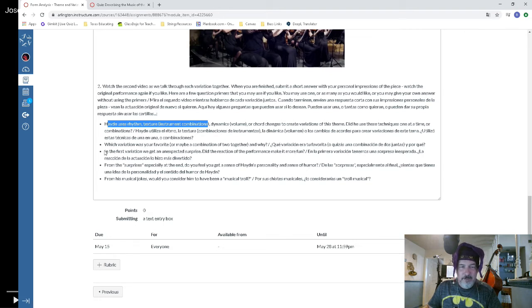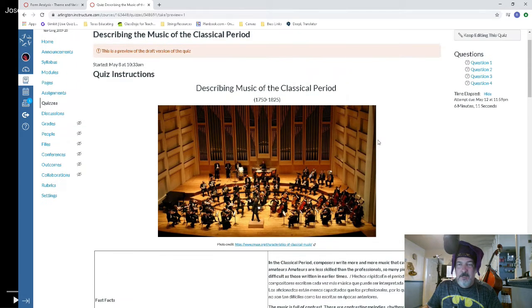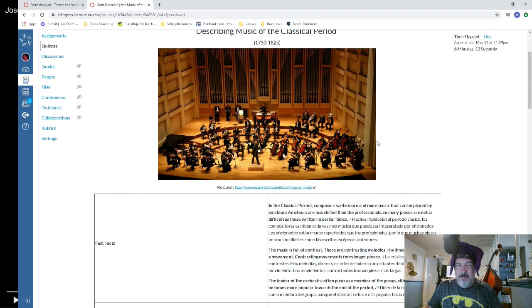In the first variation, from the surprises, especially at the end, do you feel you get a sense of Haydn's personality and his sense of humor? And the last primer: from his musical jokes, would you consider him to have been a musical troll? So that's our essential question this week: was Haydn a musical troll? All right, a couple other things before we start listening.